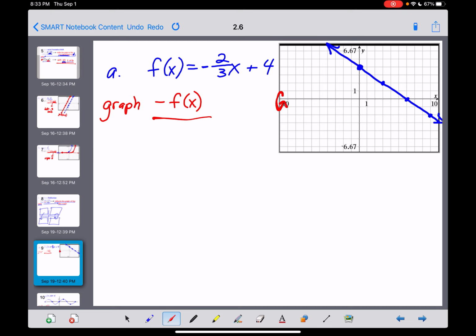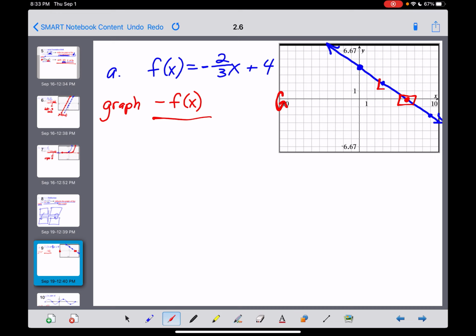Now, little trick to that. The first thing I want to do is focus on this point right here, which is our x-intercept, and I think I've got that at the point (6, 0). If you were to try to flip this line vertically now over the x-axis, that point isn't going to move at all. It had a y-coordinate of 0, and when you take the opposite of 0, you still get 0. So that point doesn't move at all.